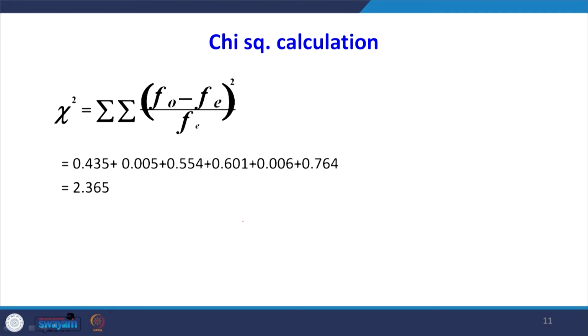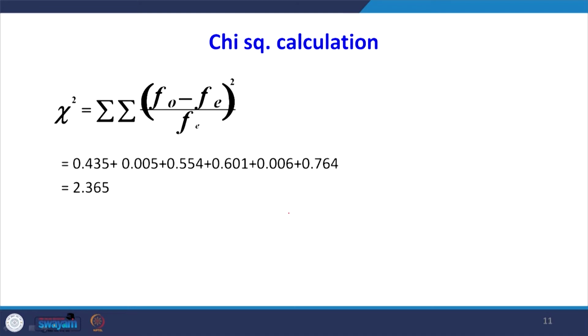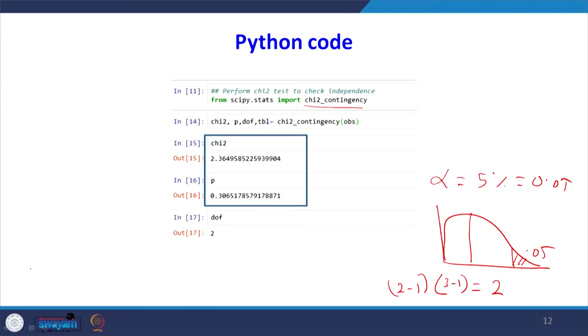Now we go for the chi-square calculation. The formula: the calculated chi-square value is observed frequency minus expected frequency, whole squared, divided by expected frequency. For the first cell, 10 minus 8.12 whole squared divided by 8.12 gives 0.435. When you do this for all the cells and sum them, the calculated chi-square value is 2.365.